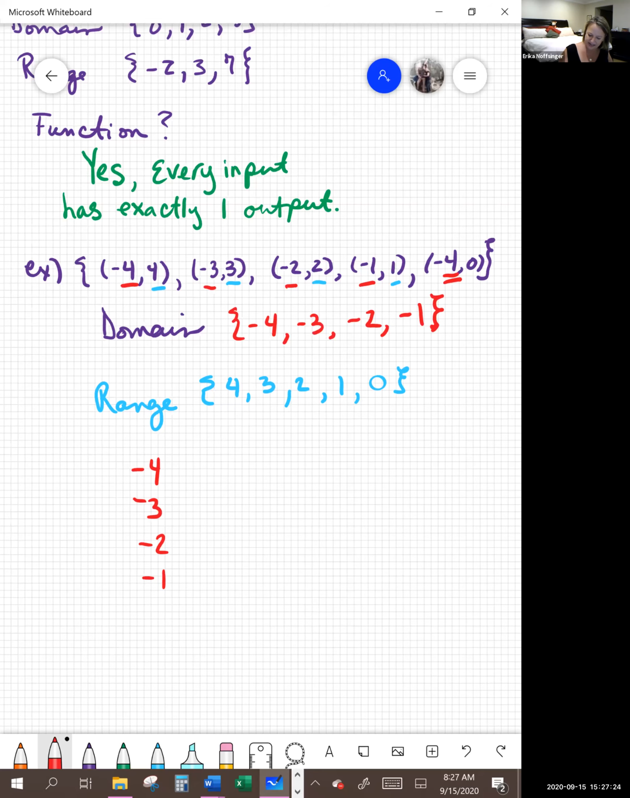The thing is that -4 goes to +4. But over here, this -4 also goes to 0. -3 goes to 3. -2 goes to 2. -1 goes to 1.